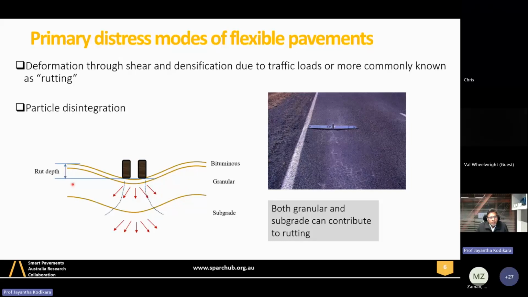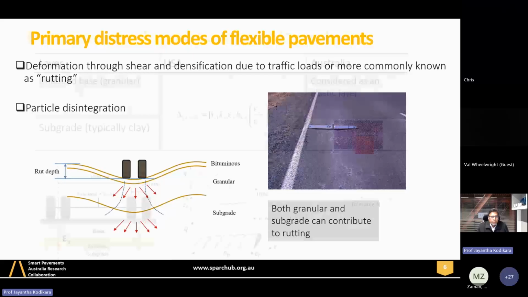It can come from underlying layers. The granular layers, the base layers, can contribute to the plastic deformation. The stresses are going to be higher in the upper layers, so granular layers are not immune from it. And then the subgrade, of course the weakest link, if substantial stress is reached there, can also contribute. So we need to account for both rutting contributions to find the total rutting on the surface.